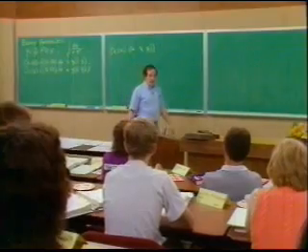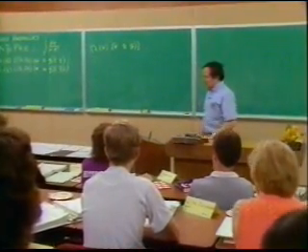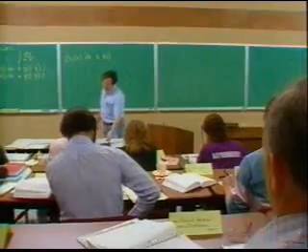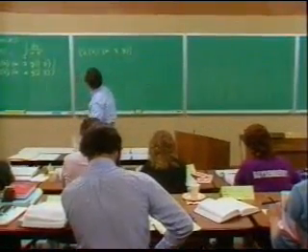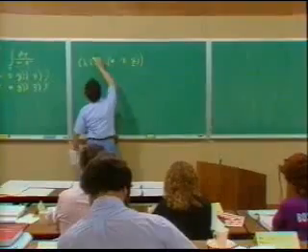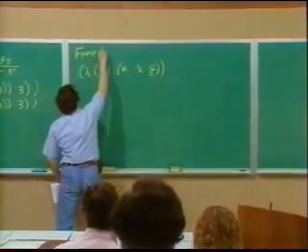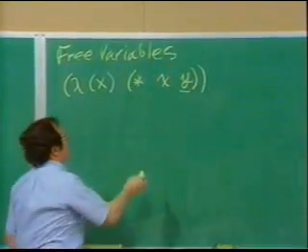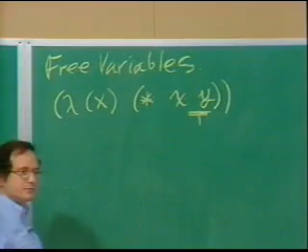Okay, and in fact, we have a name for such a variable. Here, we say that a variable v is free in an expression e if the meaning of the expression e is changed by the uniform replacement of a variable w not occurring in e for every occurrence of v in e. Okay, so that's why this variable over here, y, is a free variable. And so y is free in this expression.